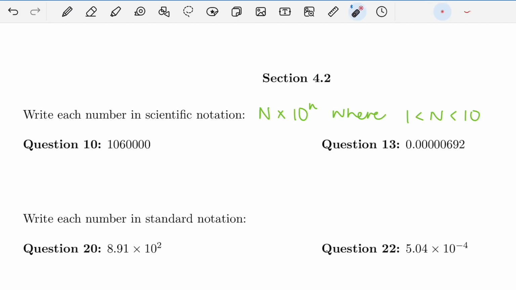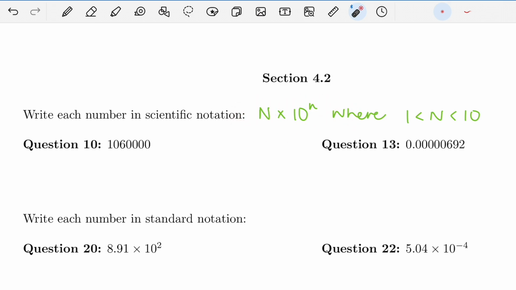All right, so section 4.2 talks about scientific notation, and if you haven't seen it before, it's a method that we use for writing very large or very small numbers in a compact form. So here we would write a number n times 10 to some power little n here, where this number n is a number in between 1 and 10. So we can rewrite very large or very small numbers in this form by doing the following.